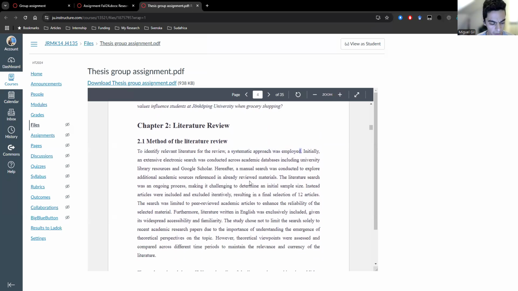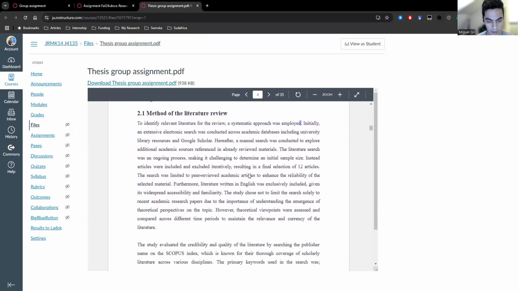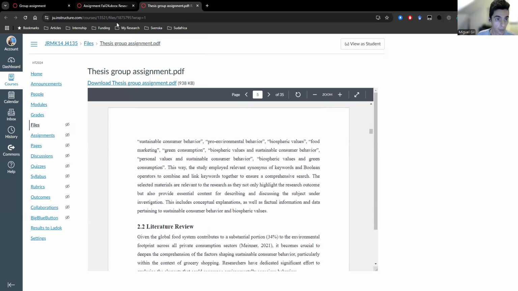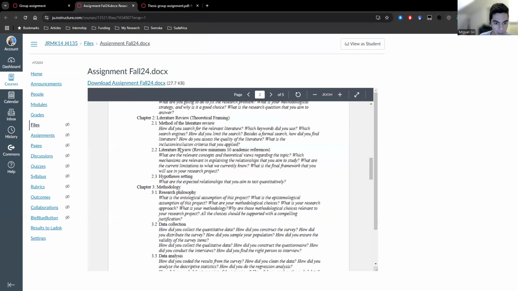So again, minor things that they lacked in. Many other things are actually very good, but I am highlighting the things that could get better. And then it comes to the next big section, the literature review.